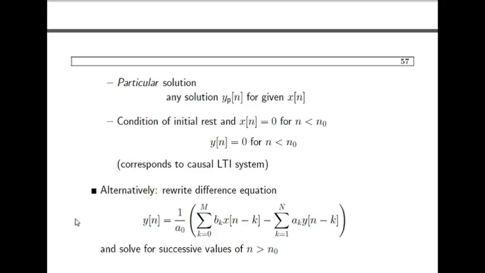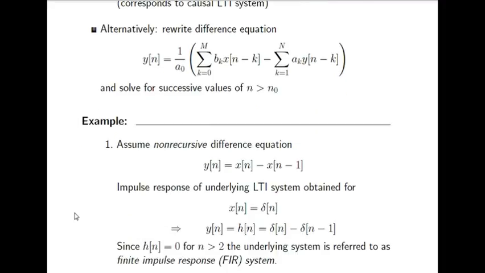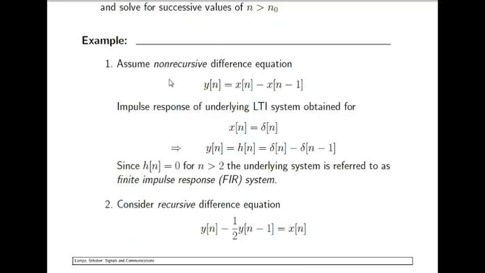Now let's see an example. We have a non-recursive difference equation, which is y of n equals x of n minus x of n minus 1. The impulse response of the underlying equation can be obtained when x of n equals delta of n, and then y of n will be h of n. So h of n equals delta of n minus delta of n minus 1. Since h of n is equal to 0 for n greater than or equal to 2, the underlying system will be referred to as a finite impulse response system. So why is h of n equal to 0 for n greater than 1?